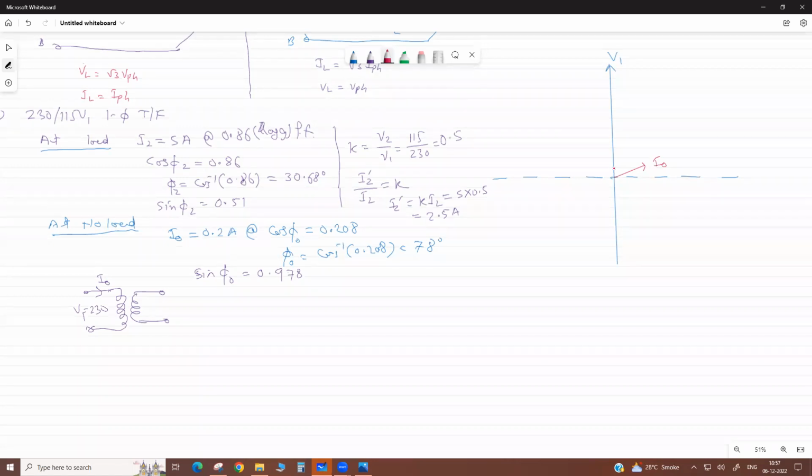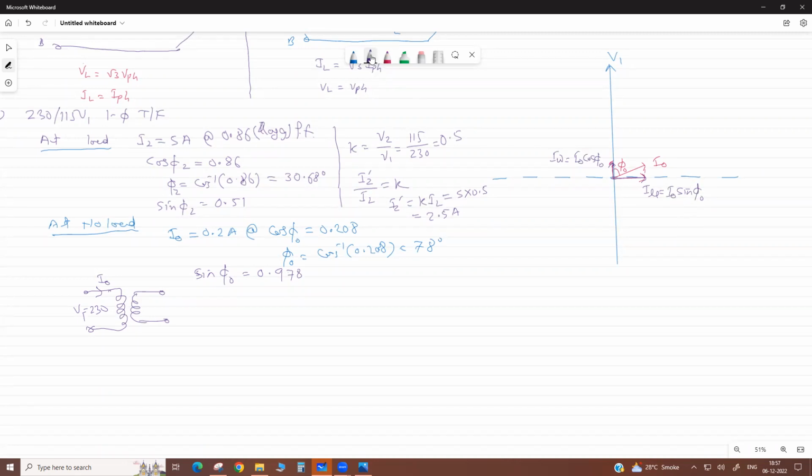Now this is your phi naught, which means 78 degrees. Now it has two components, one here, another here. This is I mu, and this is I W. I W is I naught cos phi naught, and I mu is I naught sin phi naught.